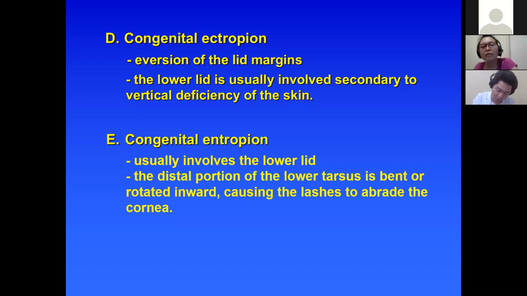Okay. Can you imagine the lid margin? Can you still imagine the lid margin? The lid itself and the lid margin? Can you still imagine it? The layers? Wala na. Nawala na.